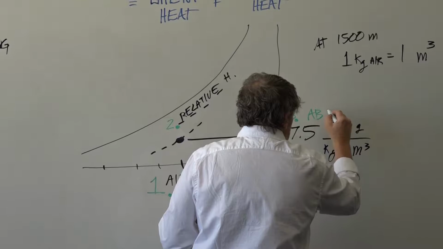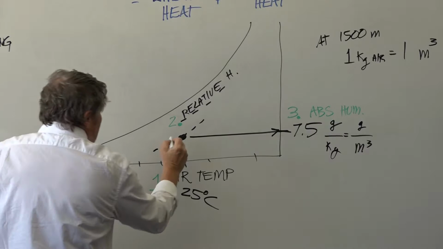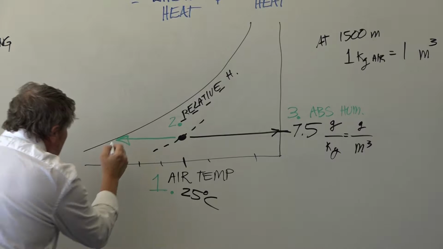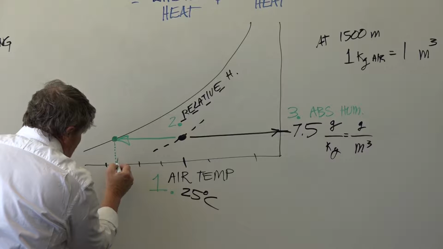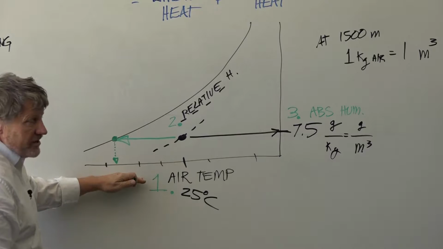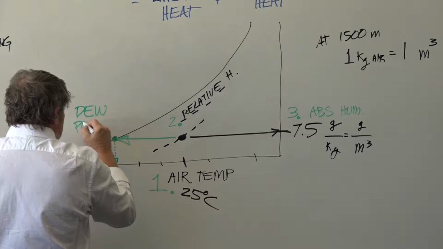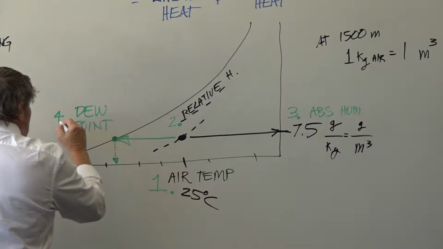The fourth one goes this direction, right from that point, and it's where this intersects this curve right here. And then you take that point and go down to the temperature. The temperature is listed both on this and this, but this point right here is the dew point of the air. Let me see, where are we at? We're number four, dew point of the air.